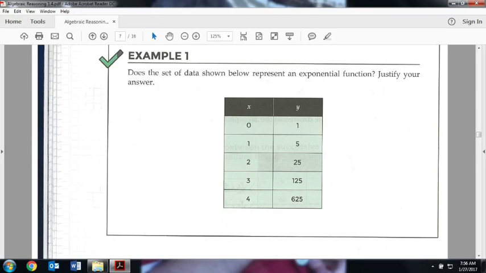All right, this is chapter 1.4, example 1. The question says, does the set of data below show an exponential function? Justify your answer. Well, again, we've got to find the differences. So this is plus 1, this is plus 1, this is plus 1. It is always good to check that because that way you know we're consistent on this side. Don't take it for granted.